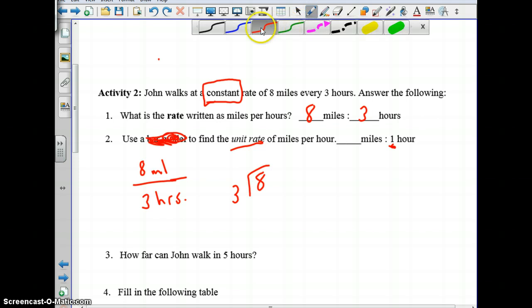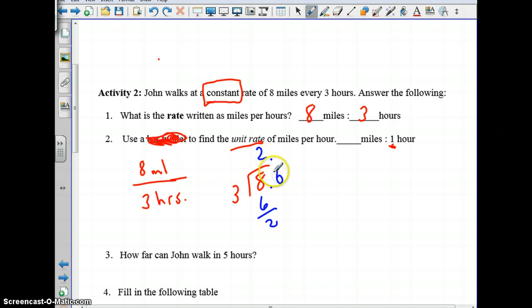3 goes into 8 2 times, which is 6. Leaves us with 2. That's where our decimal comes from. 3 goes into 20 6 times, which is 18. We're going to get another 2, so you can see that the 6 repeats. Since we're talking about miles, I don't really want a repeating decimal, so I'm just going to round it. If it's 2.6 and the 6's keep going, I'll round it to the tenths. Since that's more than 5, I'll do 2.7.